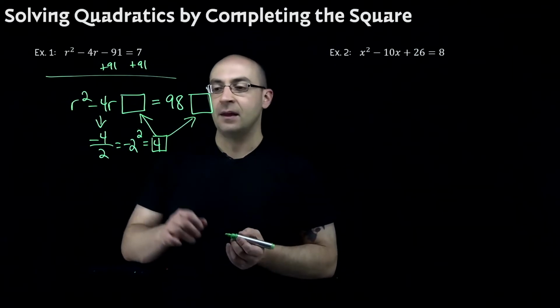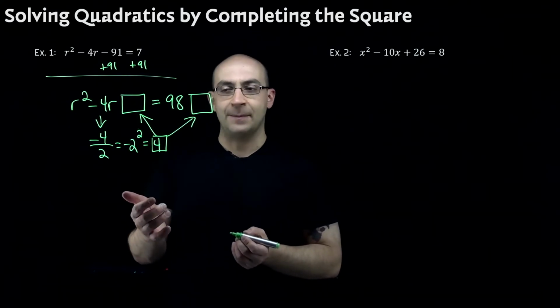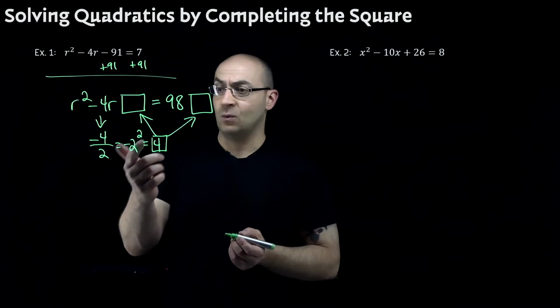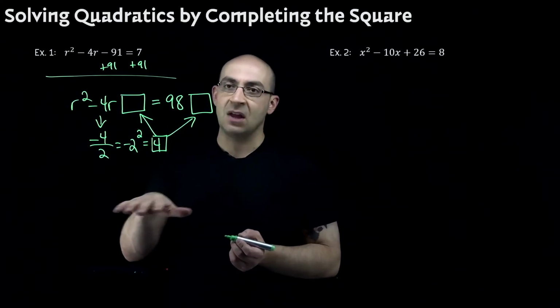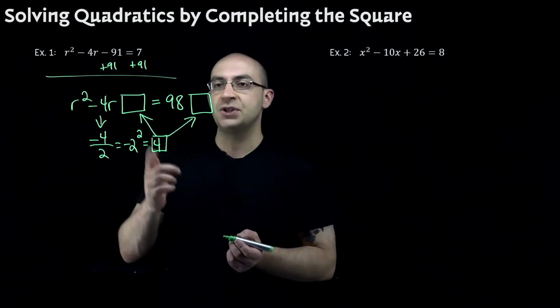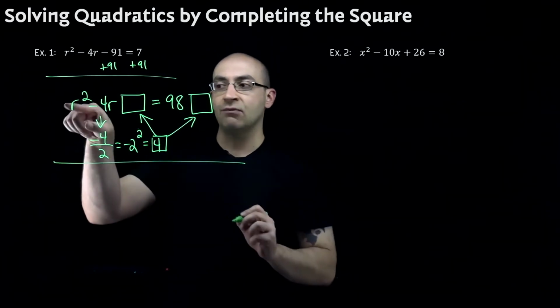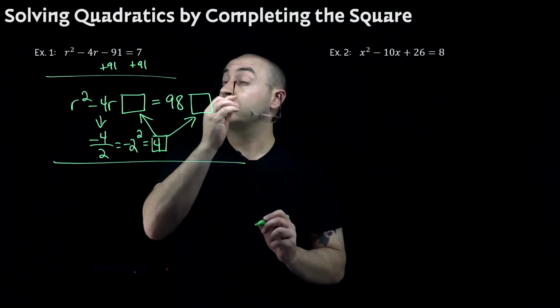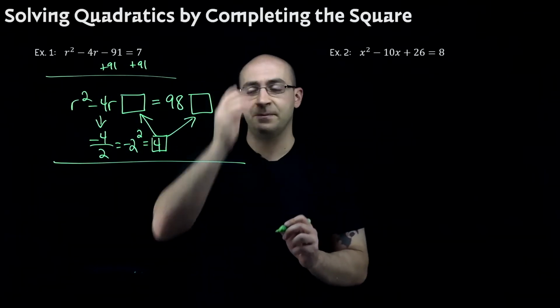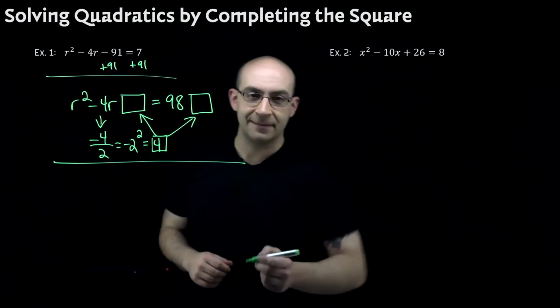Now, the question comes up as, why are we dividing by 2 and why are we squaring it? We're going to do that every time, no matter what happens. And on the next line, you'll see why we do that. So we're going to rewrite this part of the equation, but we're going to rewrite it with the 4 there, right?